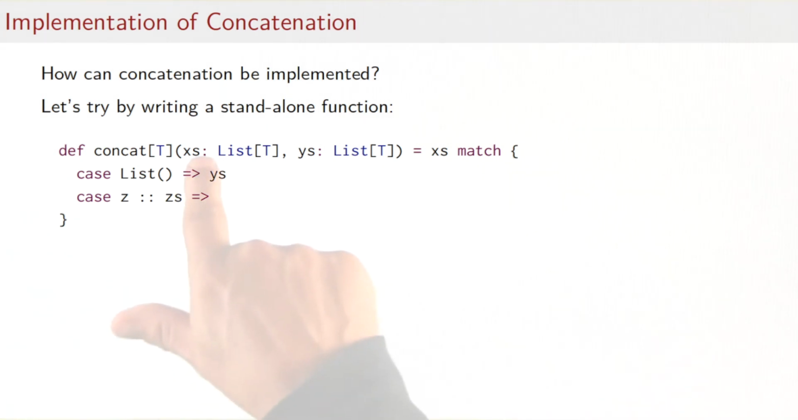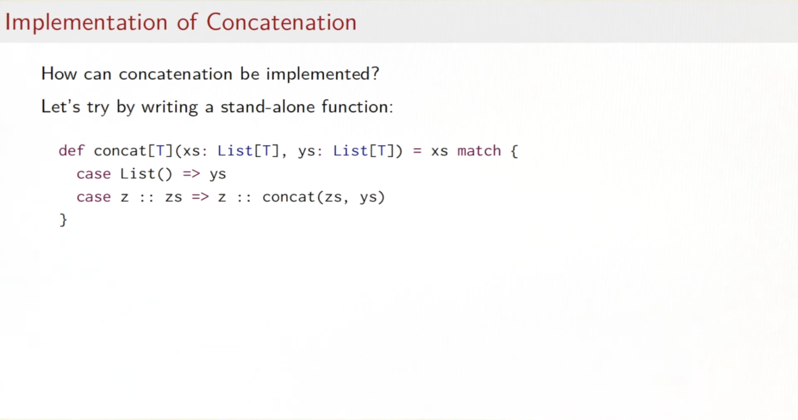Well, it's the first element of xs, that would be z. And the remainder? Well, the remainder would simply be the result of concatenating the rest of the left list, which we call zs now here, and the right list ys. So that gives us the complete implementation of concat.